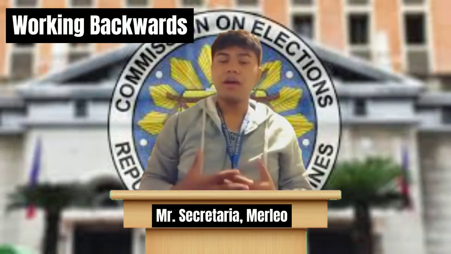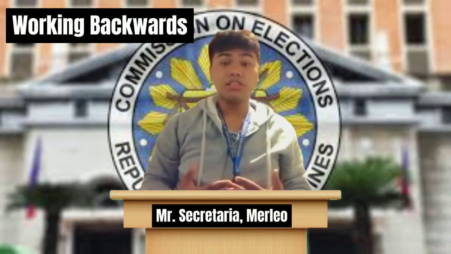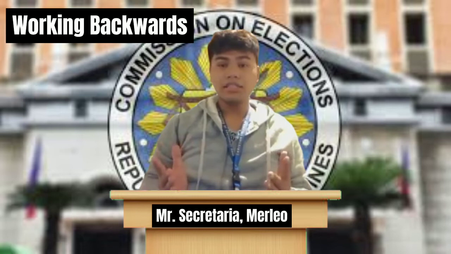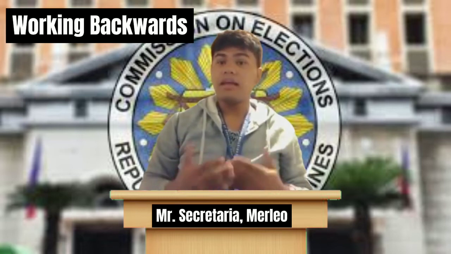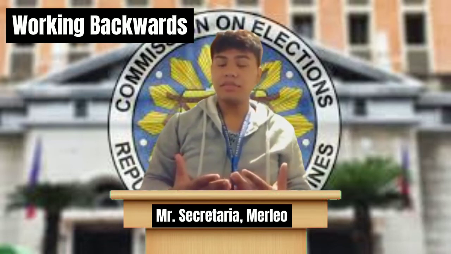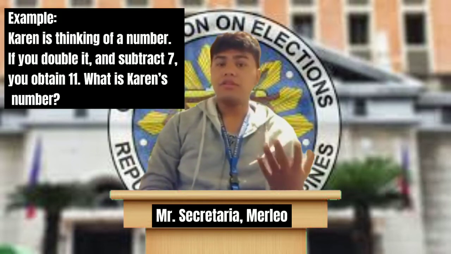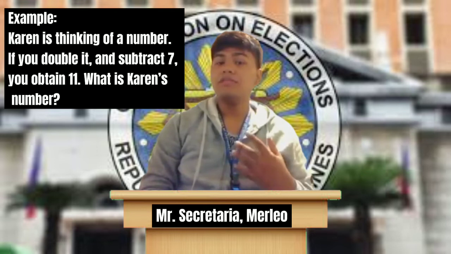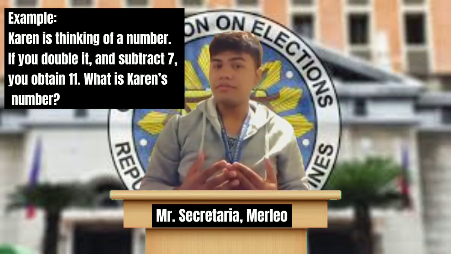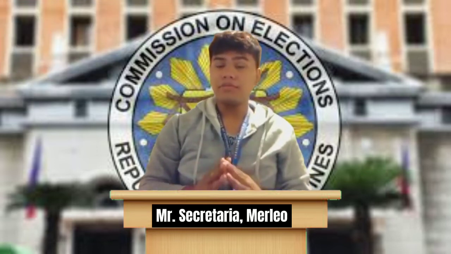First one is working backwards. This is considered a strategy in many schools. If you are given an answer and the steps that were taken to arrive at that answer, you should be able to determine the starting point. Example: Karen is thinking of a number. If you double it and subtract 7, you obtain 11. What is Karen's number?